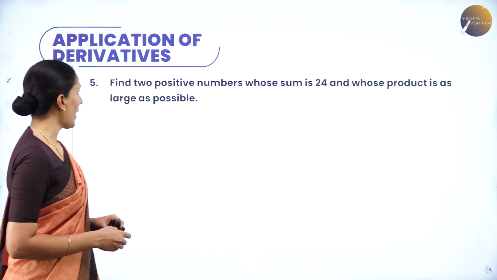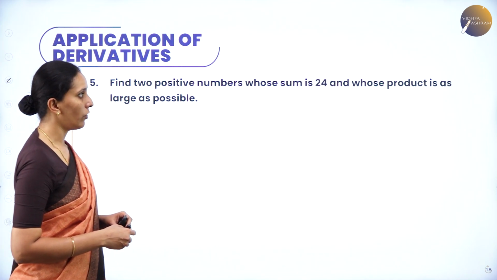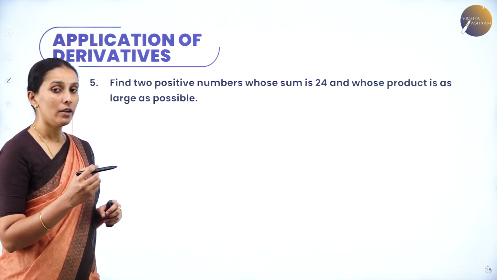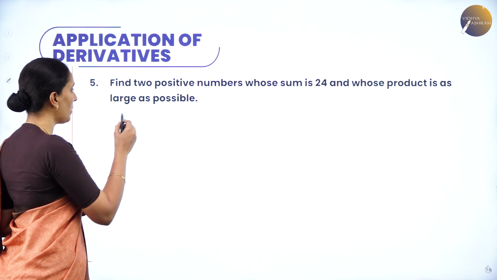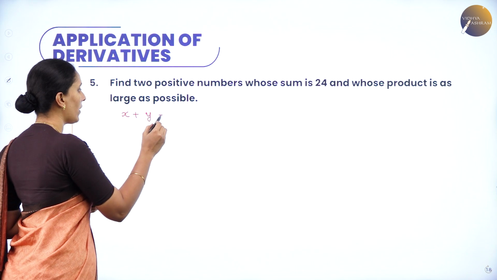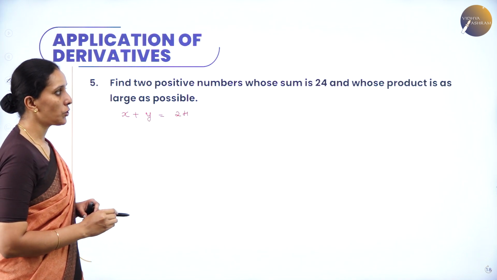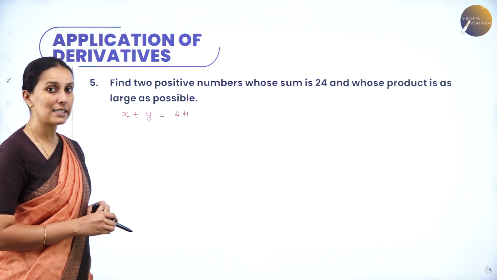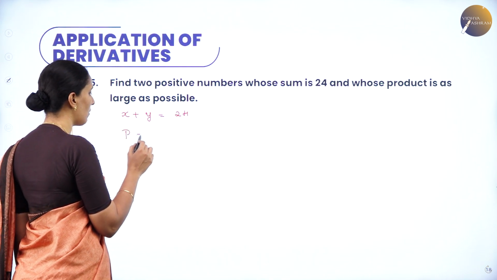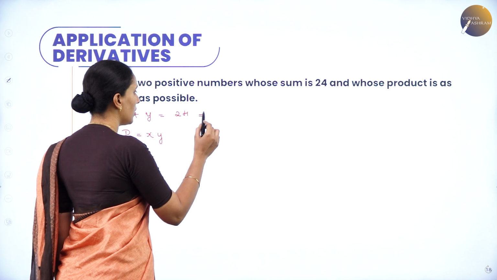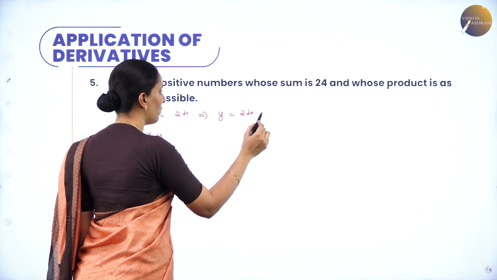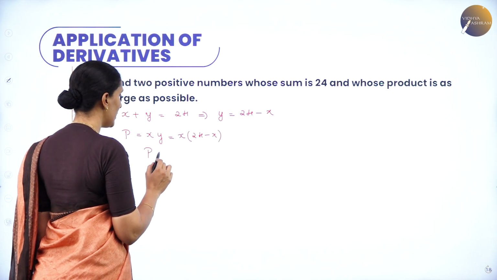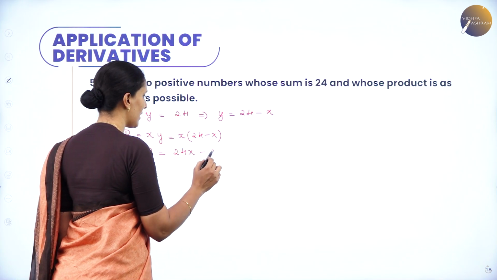Next question. Find two positive numbers whose sum is 24 and whose product is as large as possible. We need to find two numbers whose sum is 24. So let us consider the two numbers as x and y. So x plus y is equal to 24 and we need to show that the product is as large as possible. That means the product attains maximum. So let us consider p is equal to xy. Now from this, you can write y is equal to 24 minus x. So x into 24 minus x. So p is equal to 24x minus x square.